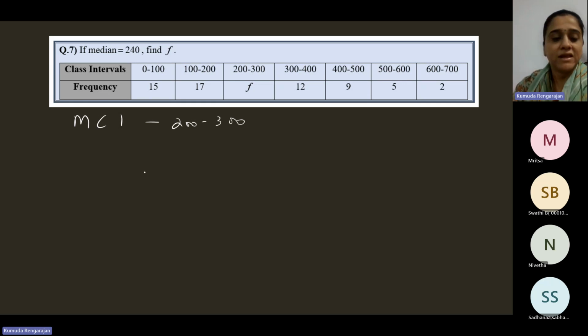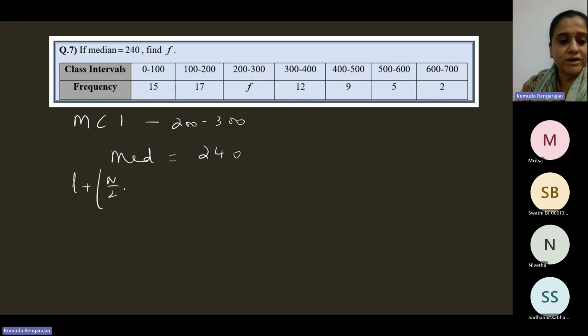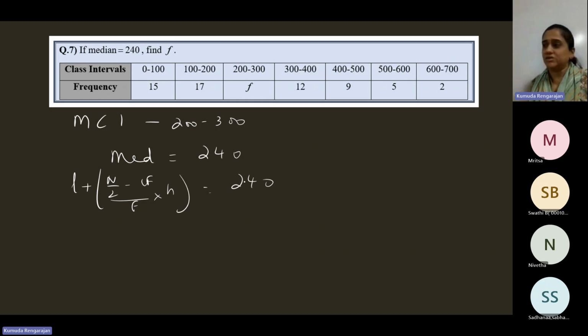Okay. Now what is given? Don't write anything. Median is equal to, what's median? 240. Now what's the formula to find median? L plus n by 2 minus CF by F into H is equal to 240. So now substitute the values in this and find the value of F. That's all. Okay, I'll show you the answer.